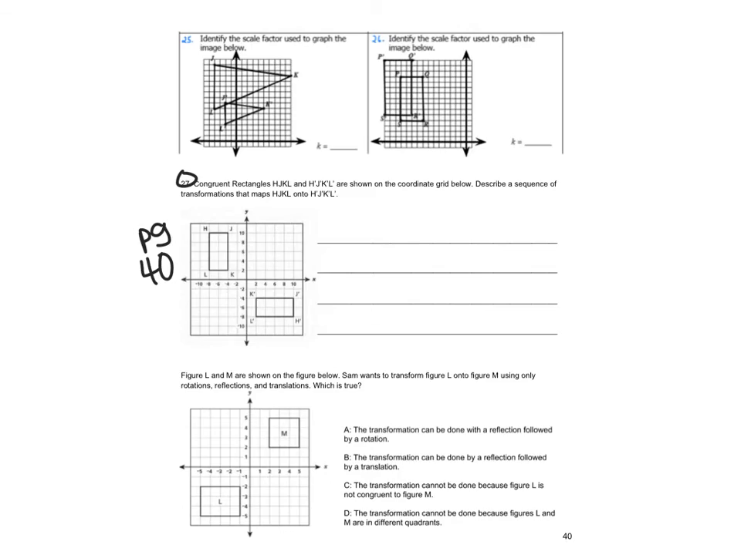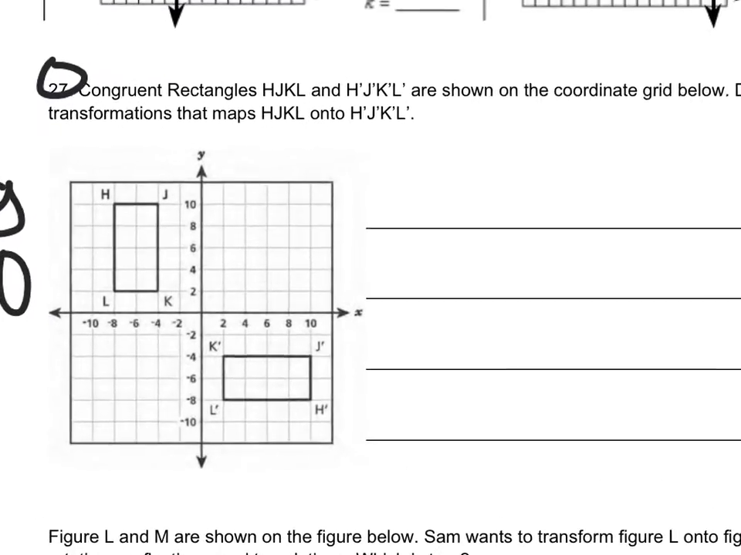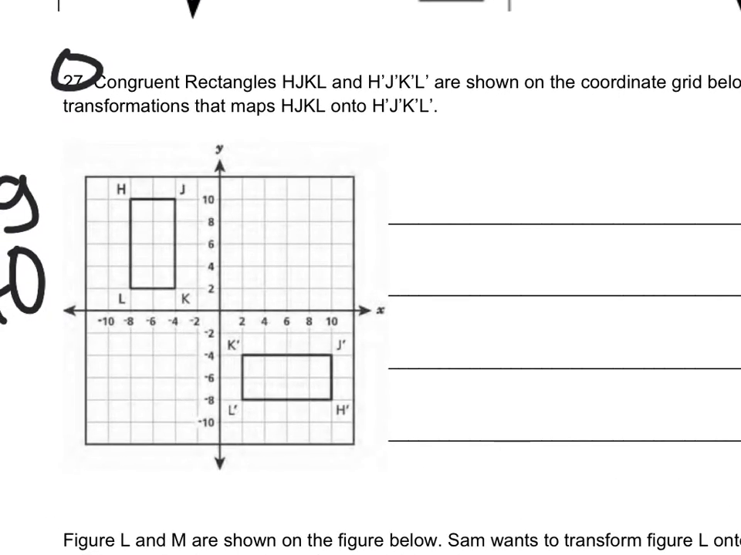This is question 27 on your transformation study guide. We need to find a sequence of transformations to get our original rectangle HJKL onto H prime, J prime, K prime, and L prime. So sequence means I'm going to need more than one transformation.